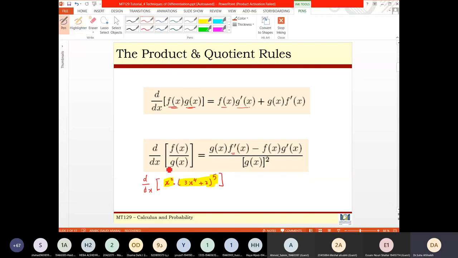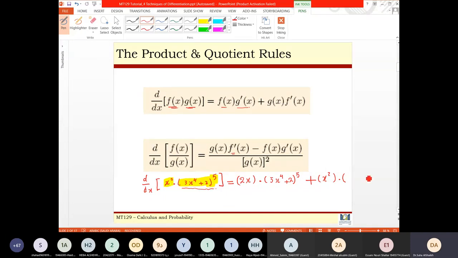So the derivative is equal to the derivative of the first. What's the derivative of x squared? It's 2x, multiplied with the second as it is, without any change. It's (3x^4 plus 2) all to the power 5. Plus now the first as it is, which is x squared, multiplied with the derivative of the second. Now what's the second? It's a bracket to a power 5.